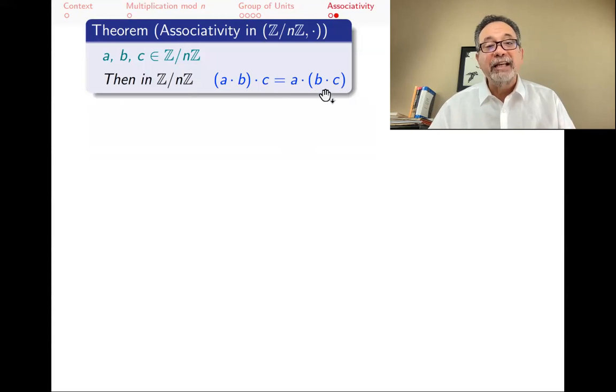Now over on this side, it says multiply b and c, find the remainder when divided by n. Then take that remainder, multiply it by a, and then find the remainder when divided by n. And the claim is that these two things are going to be the same.